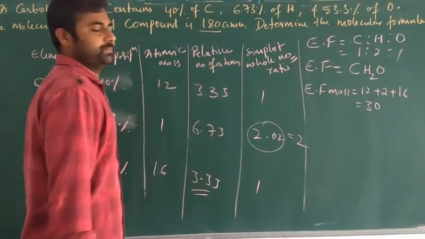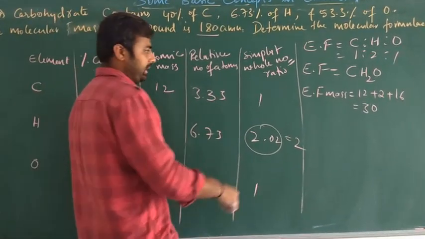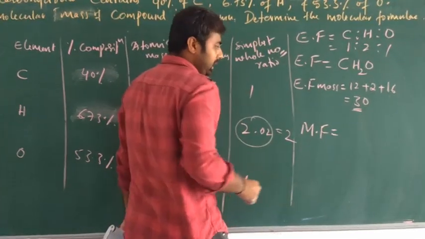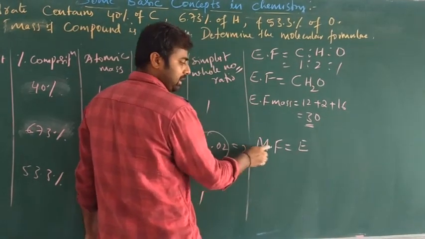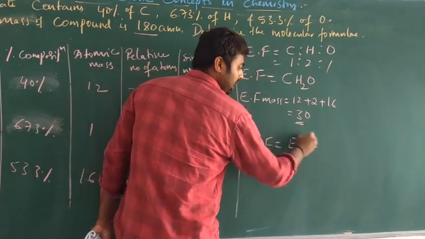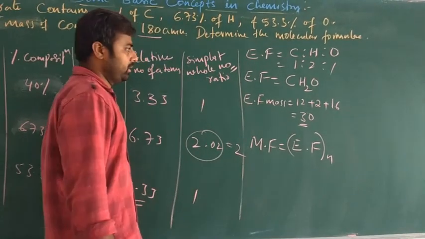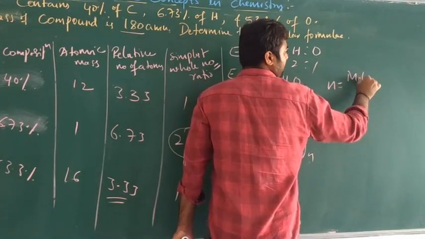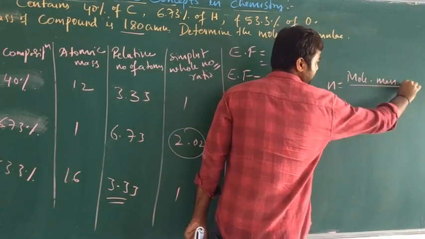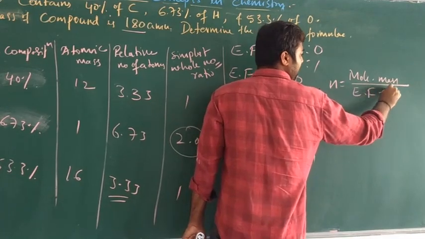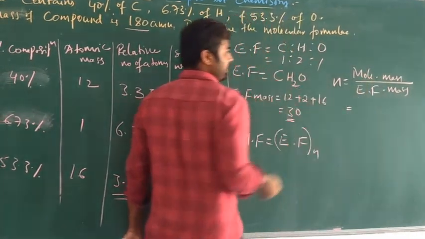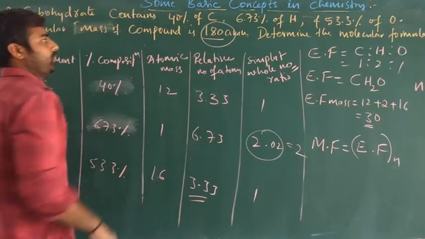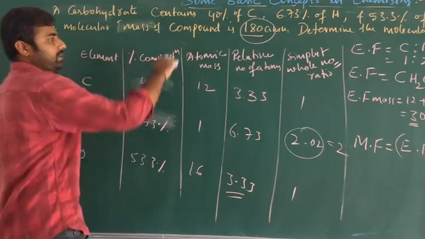30 is the empirical formula mass. To calculate the molecular formula, the relation is molecular formula equals empirical formula into n. So you have to calculate the n value. n equals molecular mass divided by empirical formula mass. The molecular mass of the given compound is 180. 180 amu is the molecular mass of the given compound.